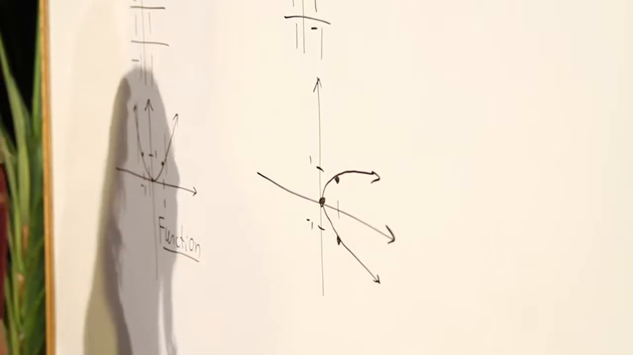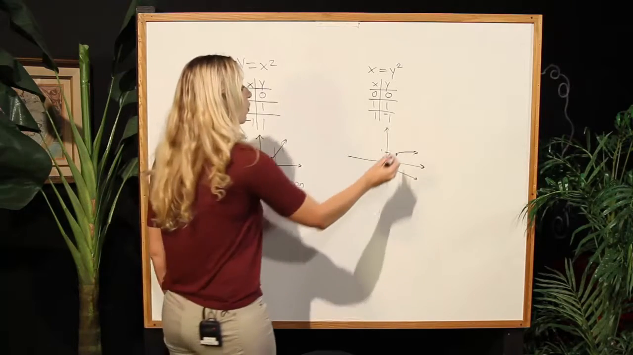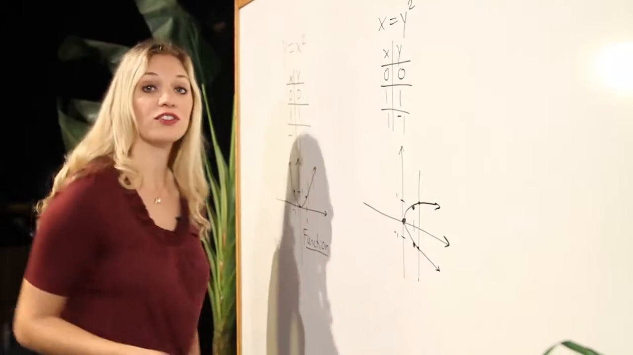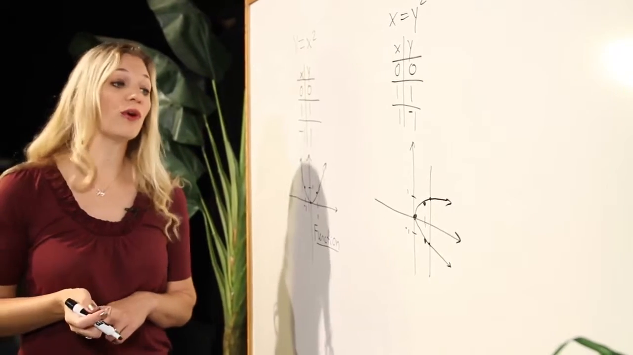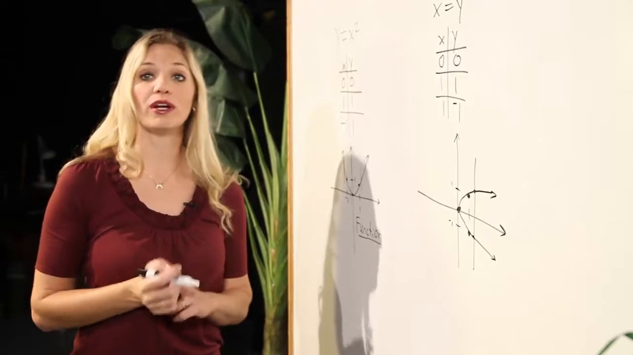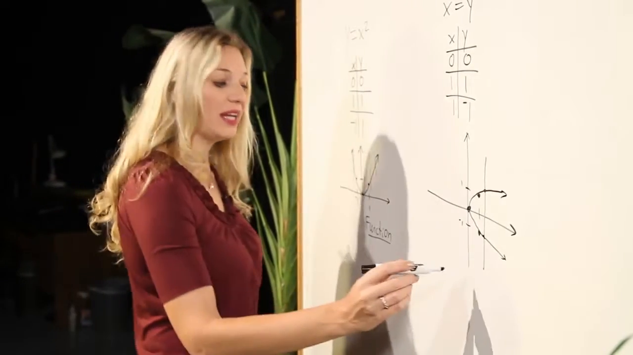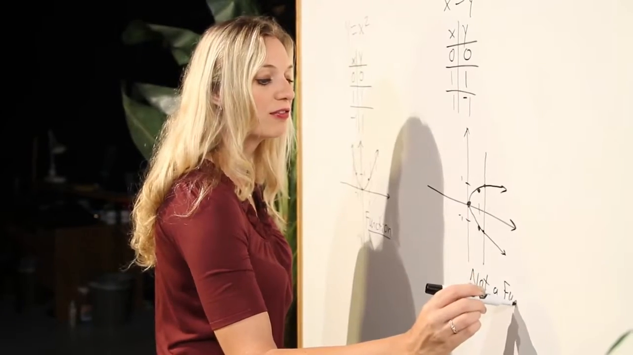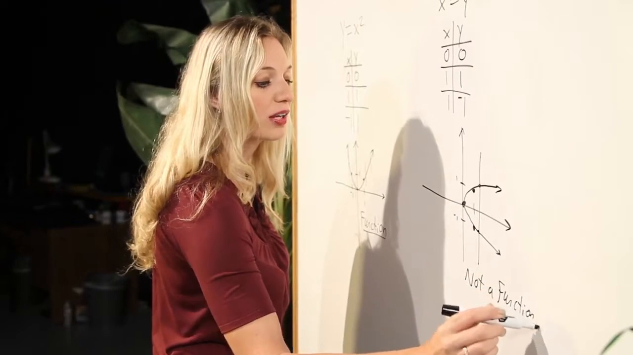Notice now that our parabola has turned on its side. When I draw a vertical line through this parabola, it crosses the graph twice. Therefore, I have repeated x values with different y values. This means that our graph is not the graph of a function.